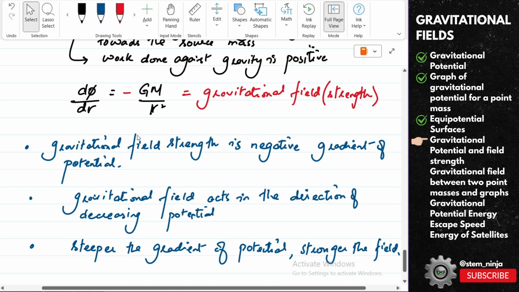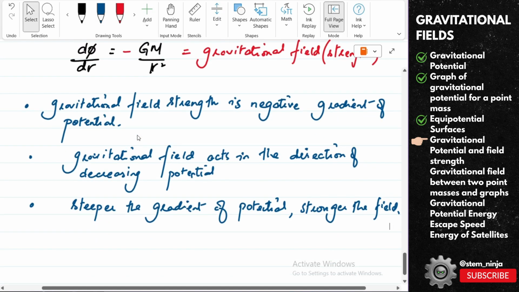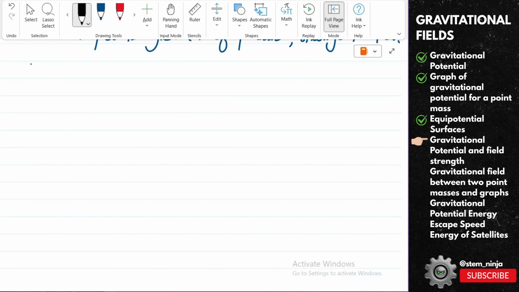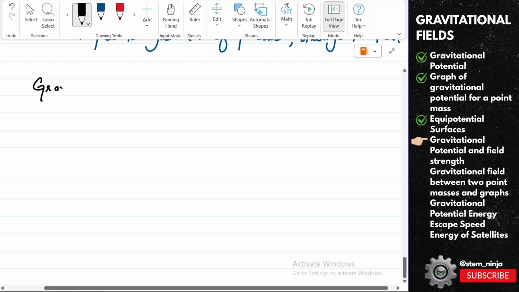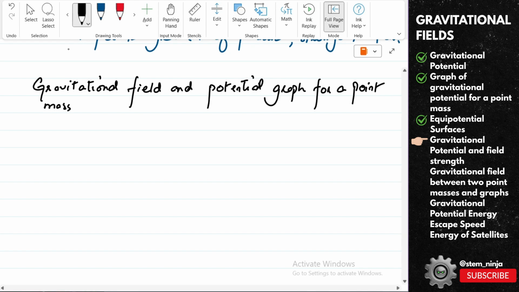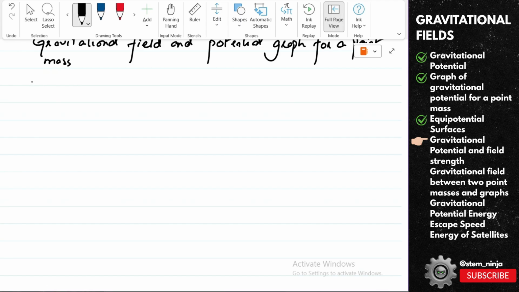Okay. Now, let's take two scenarios, starting from a point mass, and then we will see between the planets also. So, let's compare the graph of potential and the field for a point mass. This will reinforce the graphs that we have already done.